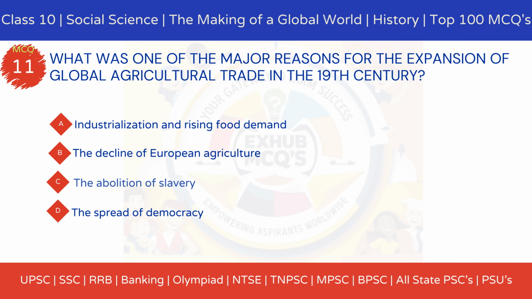MCQ 11. What was one of the major reasons for the expansion of global agricultural trade in the 19th century? Option A, industrialization and rising food demand. Option B, the decline of European agriculture. Option C, the abolition of slavery. Option D, the spread of democracy.